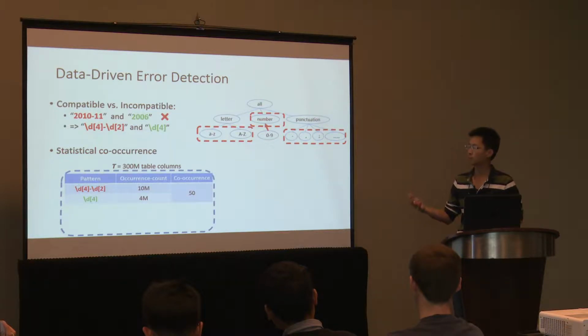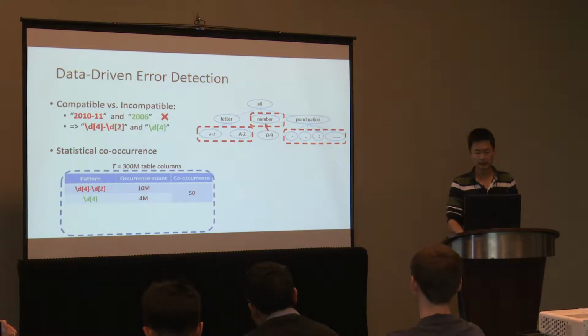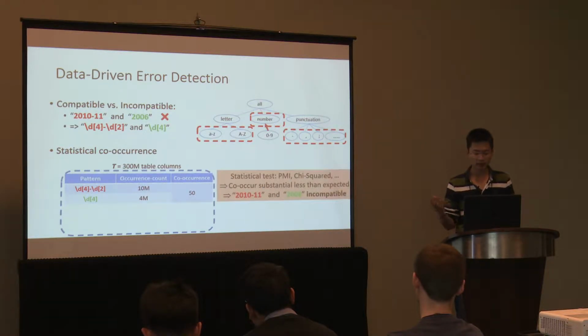Now, if we compute the statistical occurrence of these two patterns, we'll see that the first one occurred 10 million times in our corpus. The second one occurs 4 million times. But the two of them actually only co-occurred 50 times within the same columns. So now you can apply all kinds of statistical tests, be it pointwise mutual information or chi-square tests. And they will all point out that the co-occurrence is substantially less than what's expected. So you would be able to say that these two values are probably incompatible.